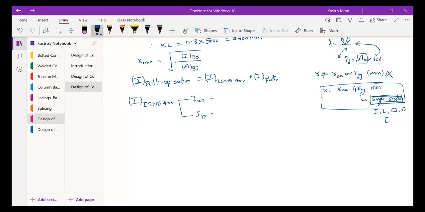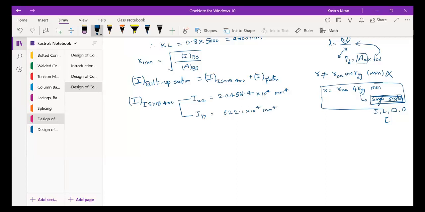If you refer to the steel tables book, the moment of inertia of ISMB 400 along the ZZ axis is 20458.4, which is in centimeter power 4. In order to convert that, I'm making it into 10 power 4 mm power 4. Please refer to the steel tables book, you will find these values. Along the YY axis it is 622.1, which is in centimeter power 4, so I'm converting into mm power 4.